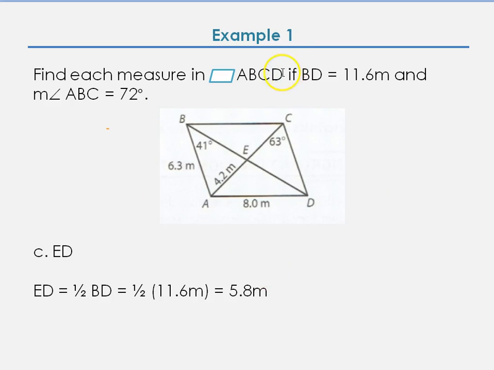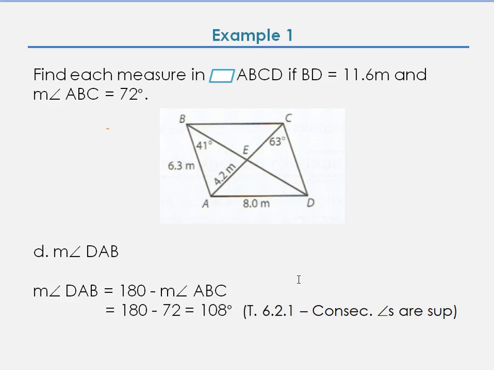And the last part of that example, they ask us to find ED. Now, ED equals 1/2 of BD. And though it doesn't show it on the drawing unless you wrote it in for yourself, BD equals 11.6. So ED equals 1/2 BD, which is 1/2 of 11.6, which is 5.8.